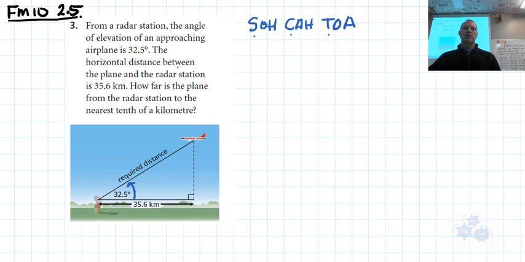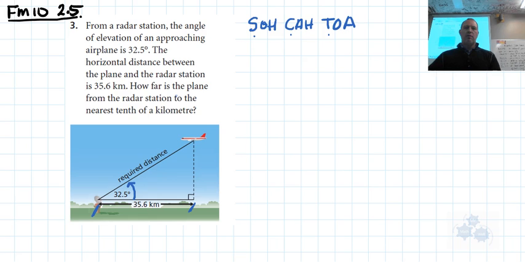The horizontal distance between the plane and the radar station is 35.6. So the horizontal distance, that would be, horizontal is always flat, sideways, left to right. Horizon, right? The horizon is the flat left to right sort of line when you look off in the distance. So that means this horizontal part is this way.